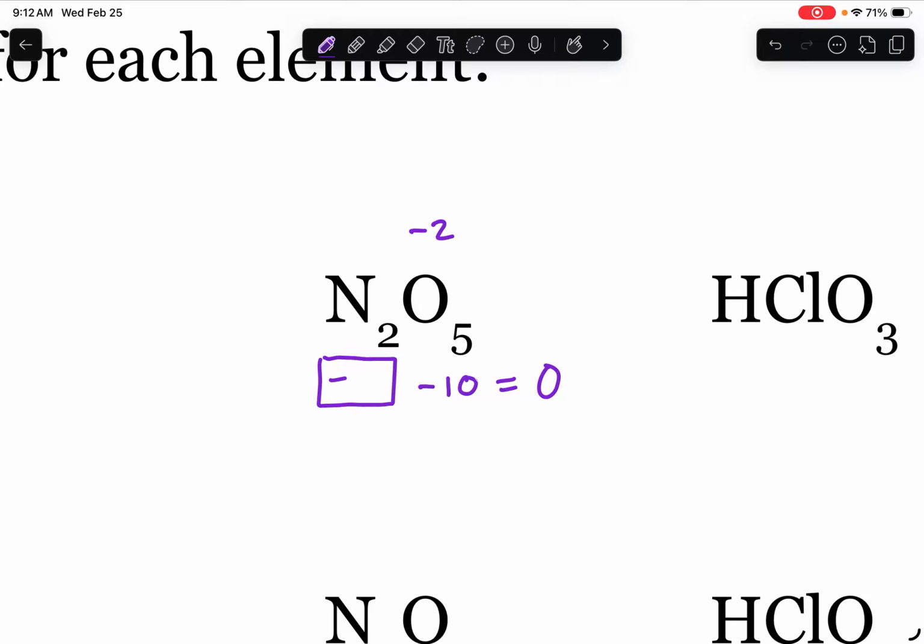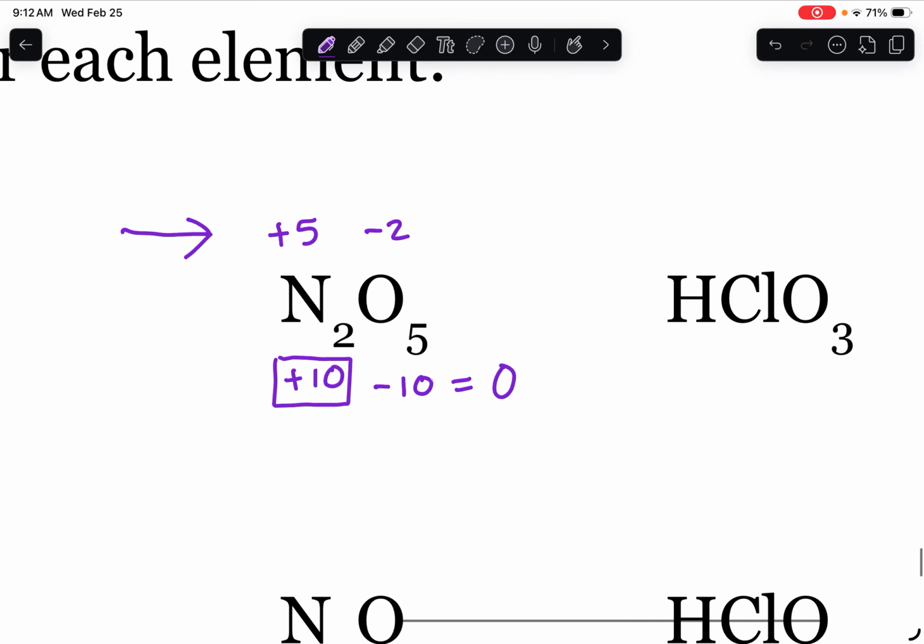The answer is +10 here. And because each nitrogen is going to have the same oxidation state and there are 2 nitrogens, 10 divided by 2 is +5. So the answer to this problem is on the top here. The nitrogen's oxidation state is +5 and oxygen's oxidation state is -2.